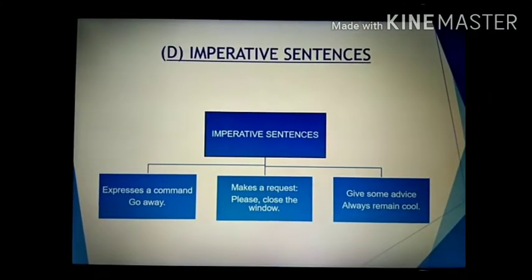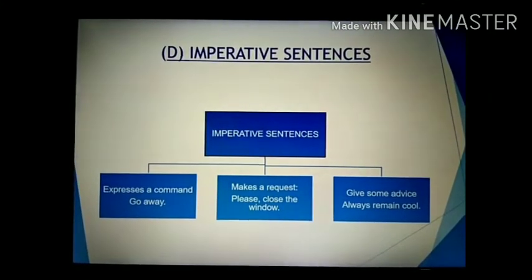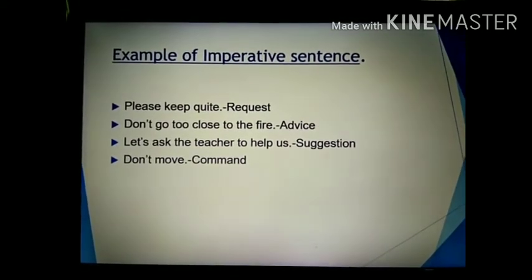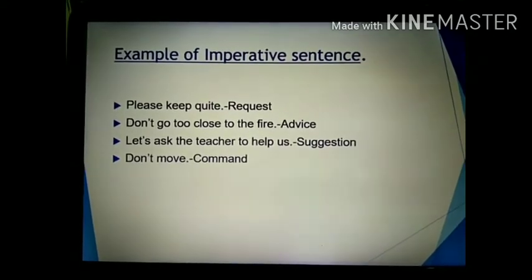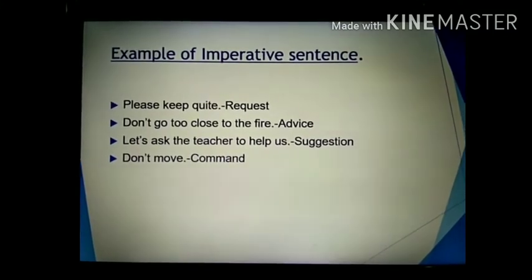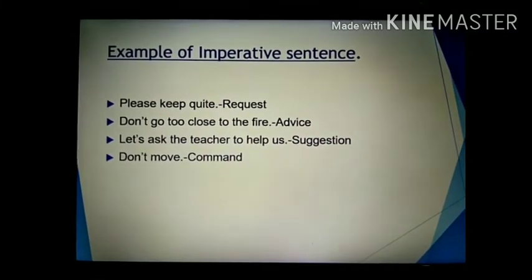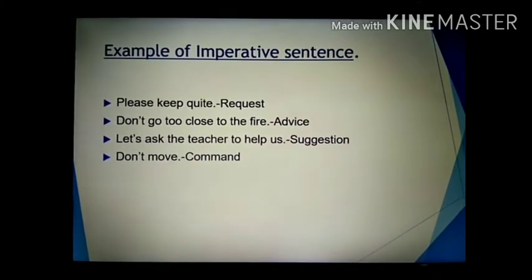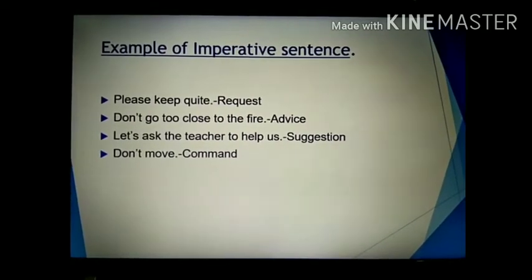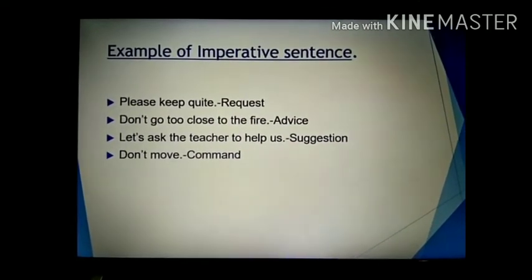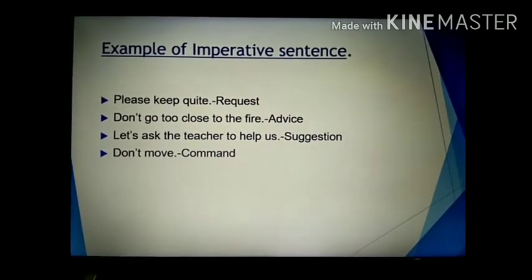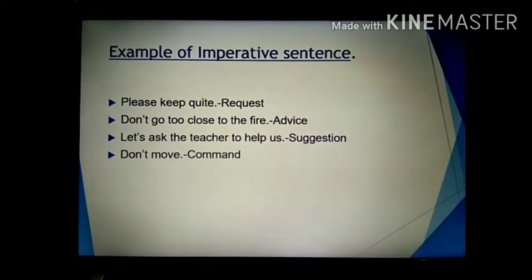Now let us read the examples of imperative sentences. Please keep quiet. Don't go too close to the fire. Third, let us ask the teacher to help us. Fourth, don't move. Now, as all of you can see, these examples are indicating advice, request, command or suggestions, and they are also ending with a full stop. So we can consider them as imperative sentences.